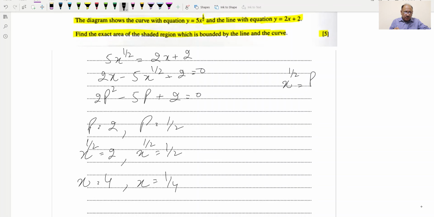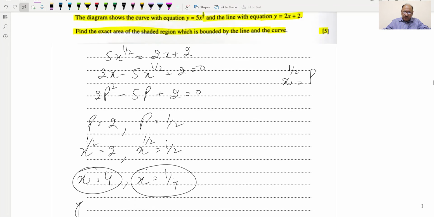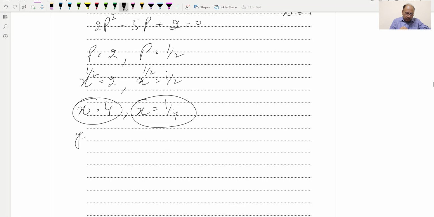So these are the two values which we are writing, but we need the points. For this x value and for this x value, we will be finding the points, and those values we will replace in any of the equations. We have this equation of the line, y is equal to 2x plus 2. We will replace x is equal to 4, so y is equal to 8 plus 2, which is equal to 10. So y is equal to 10 for this value of 4. So the point will be (4, 10).